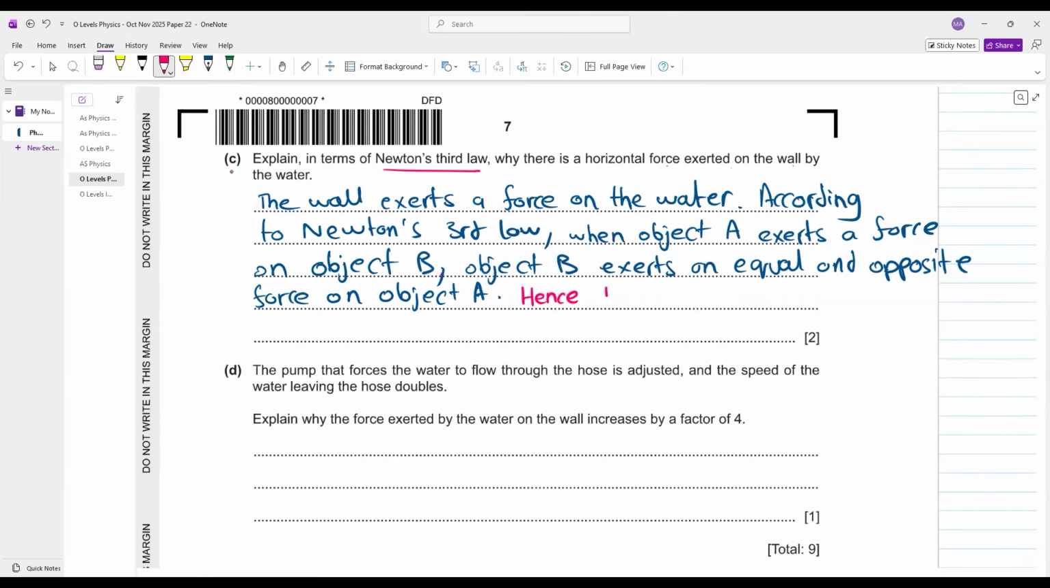Hence the water applies a horizontal force on the wall. Simple as that.